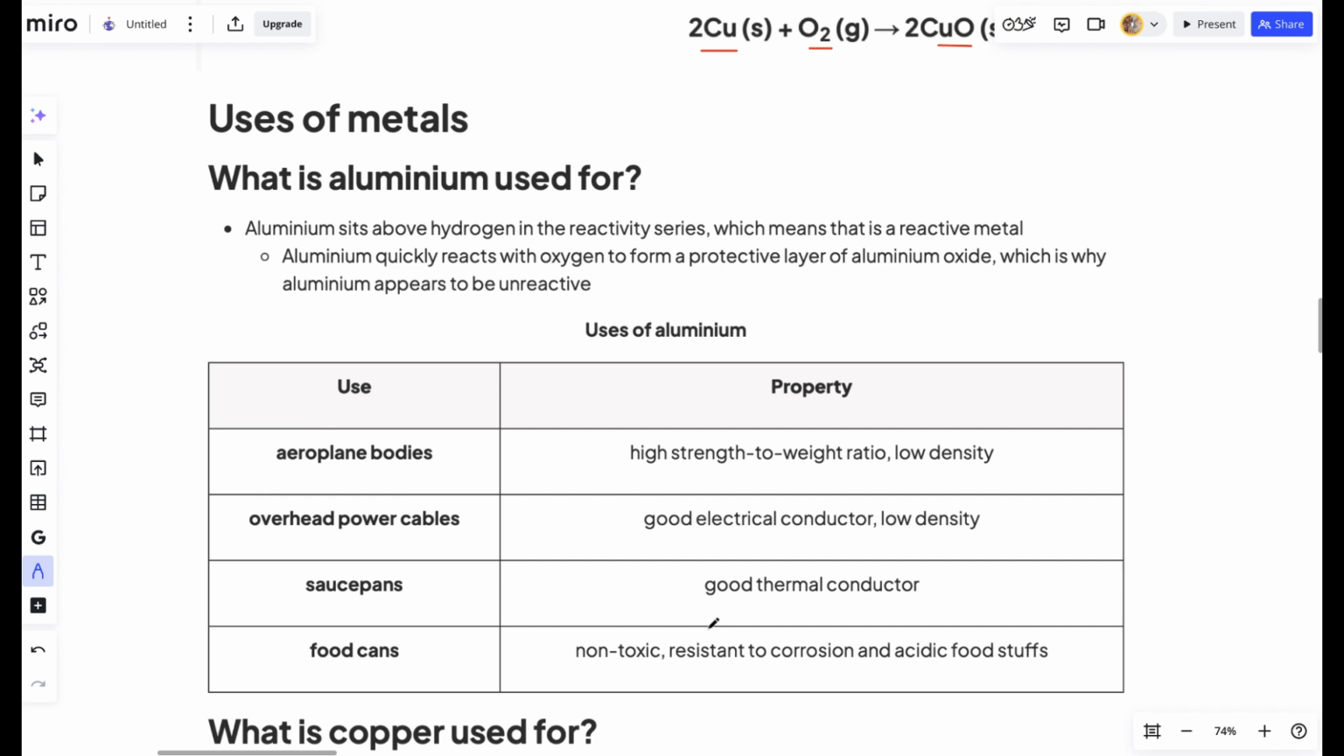They are used for making saucepans. Why? Because they have good thermal conductivity. They are good conductors. So you use aluminium to make pans for frying things. And then they are used for making food cans. They are used for making food cans because they are not toxic.